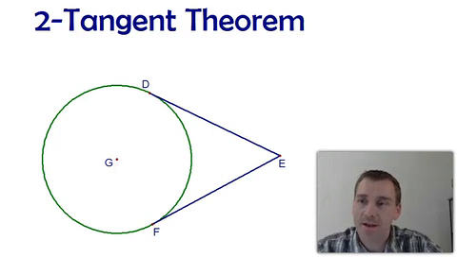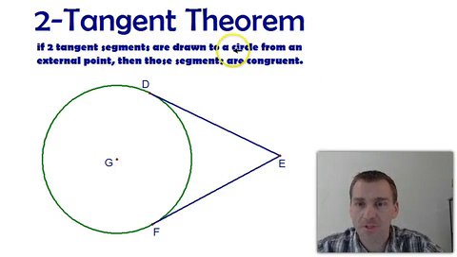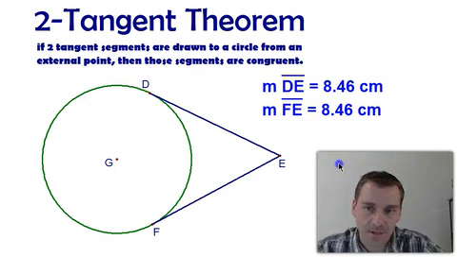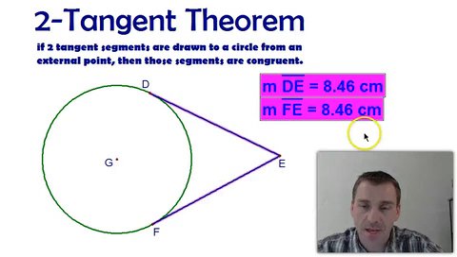What I just showed you guys is exactly what the two-tangent theorem says. It says, by theorem, if two tangent segments are drawn to a circle from an external point, then those segments are congruent. Happens every time. So here's the example. Look, these guys are 8.46. So DE is 8.46. FE is 8.46.